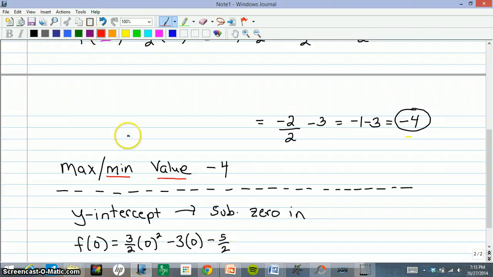Alright, so 0 squared is 0, times 3 halves, still 0. Negative 3 times 0, still 0. And 0, take away 0, take away 5 halves is negative 5 halves. So our y-intercept is negative 5 halves, or we can write that as (0, negative 5 halves). That's where we'll cross the y-axis.